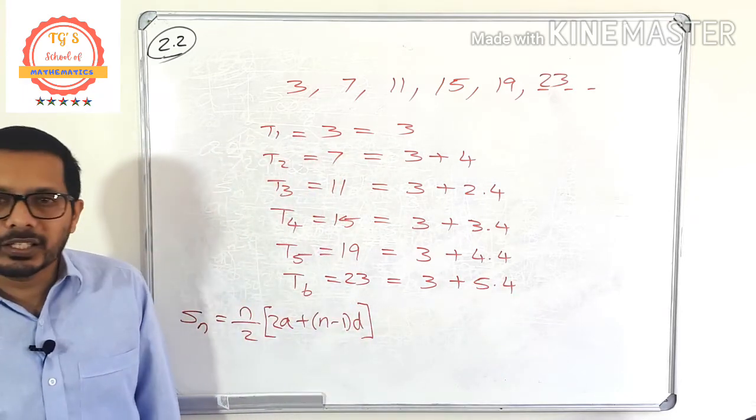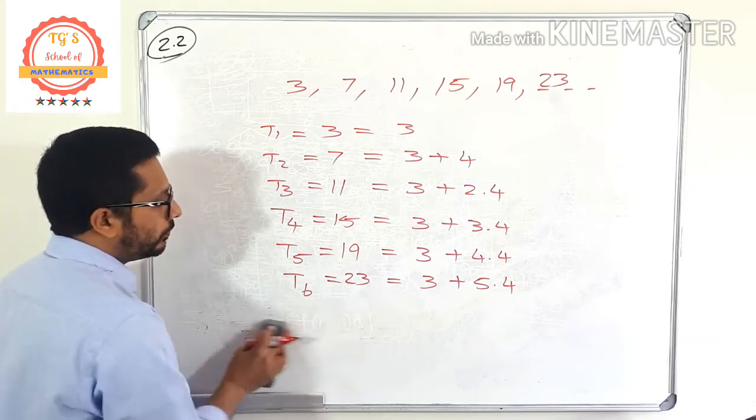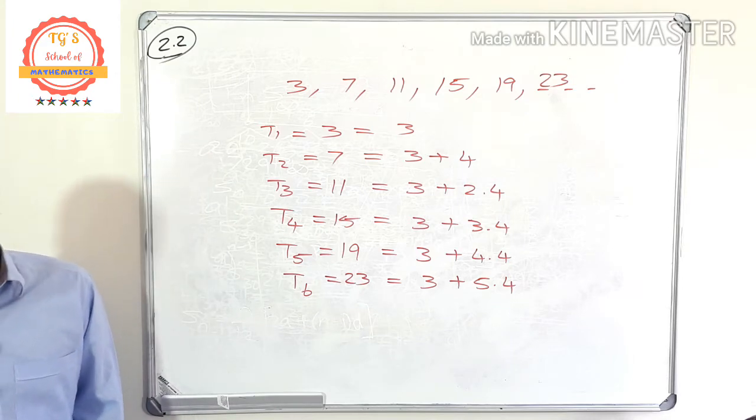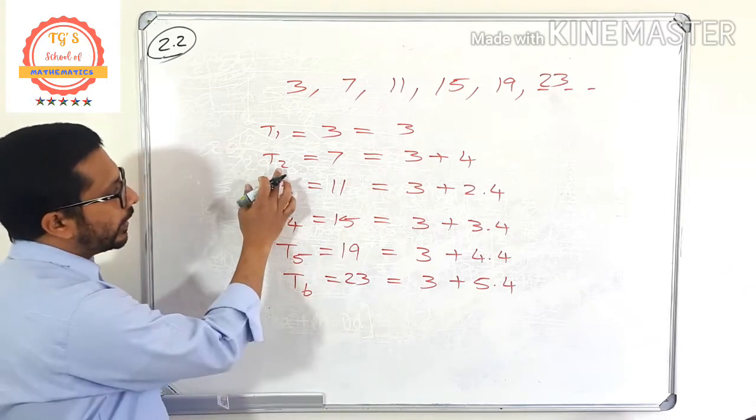Can you see something here? Can you understand something here? It means that the first term is fine. The first term is T1, that is 3 as it is. Okay, look at the second term.